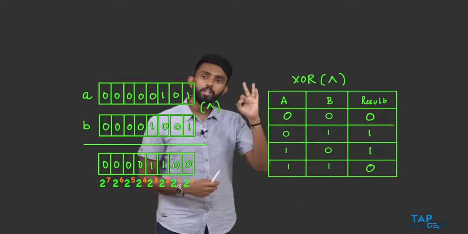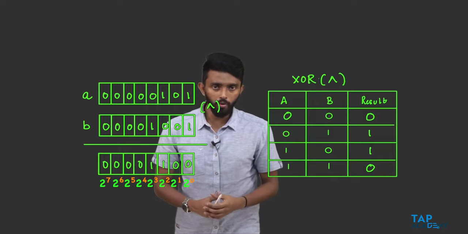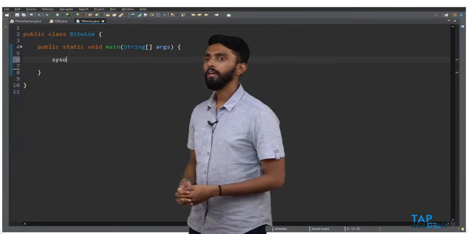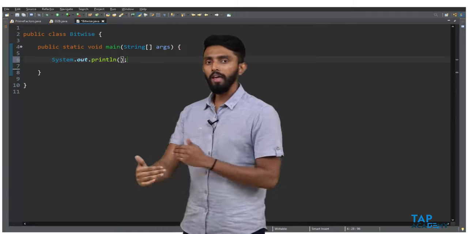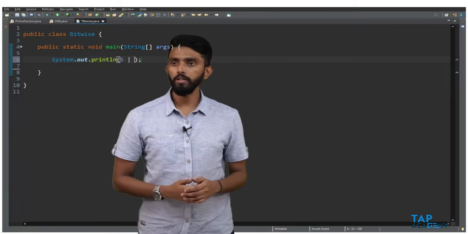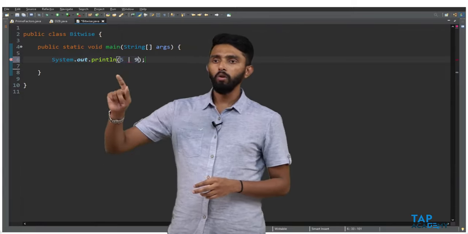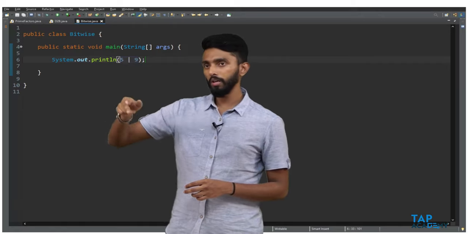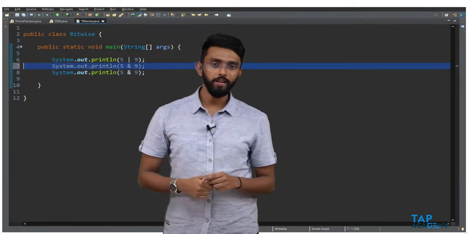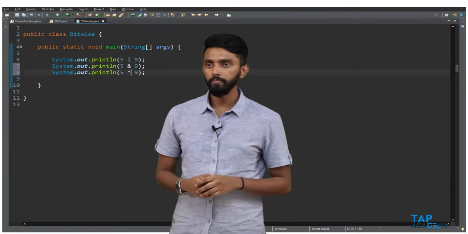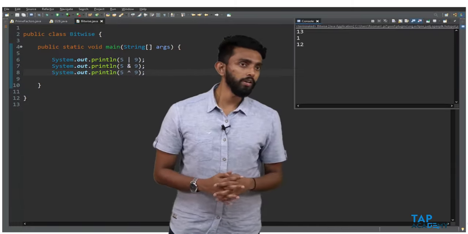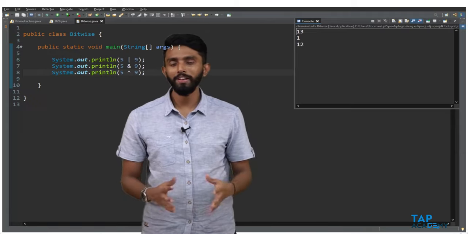Now we have looked at these three operators. Shall we go test it in code? Let's go ahead. Watch it. I'll just write System.out.println directly, and instead of using A and B, I'll directly give the values, which is 5, and I'll put OR in between, and 9. Or you can say A equal to 5, B equal to 9, and store it. I'll duplicate this line and make that AND. I'll duplicate this line and make that XOR. Let's see whether we get the expected result. If I execute it, you can notice 13, 1, 12. As per our expectation, it worked.